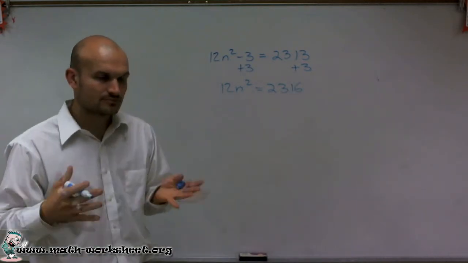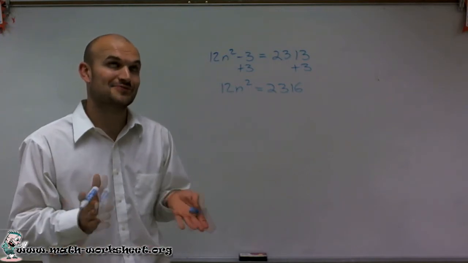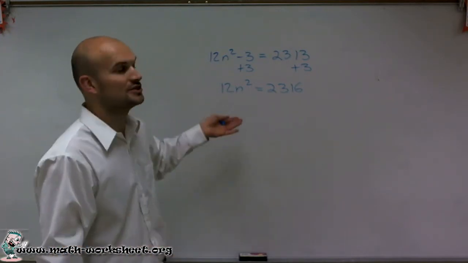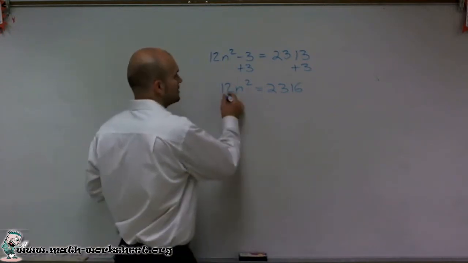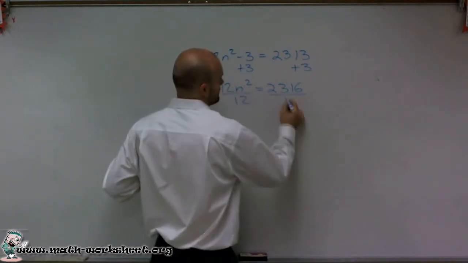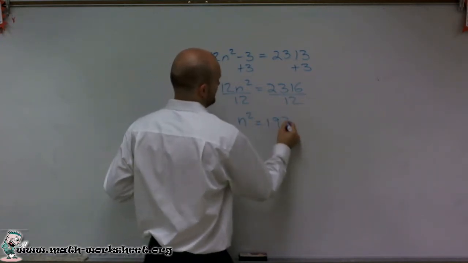2,316. Now, once I've undone addition and subtraction, the next thing I look to is to undo multiplication and division. Here I'm multiplying my variable by 12, so I'm going to divide by 12. Therefore I have n squared equals 193.